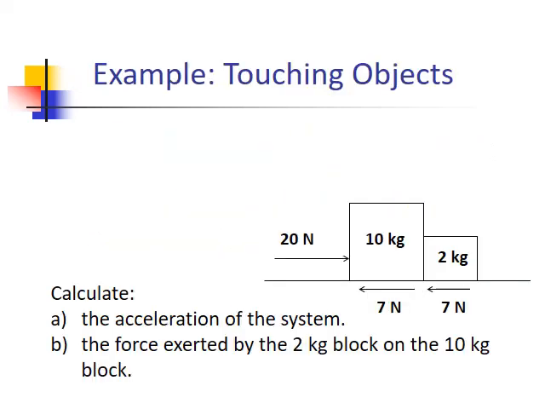Okay, let's look at some touching objects. So we've got 2 blocks here. We push one, we want to know what the acceleration of the system is. So we're given information here. Now there is some friction between the blocks and the floor, and then we're going to work out what the force of the 2 kilogram block on the 10 kilogram block is.